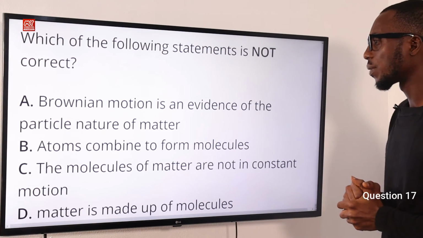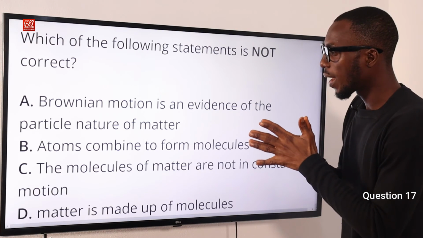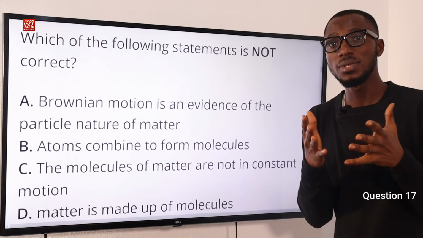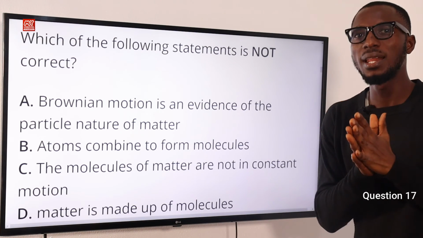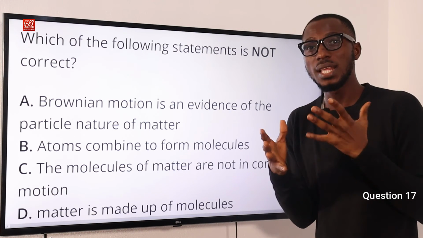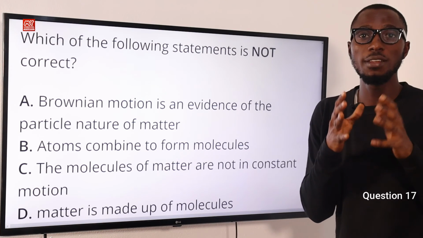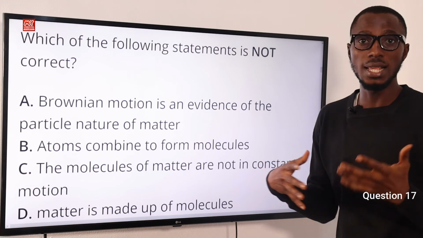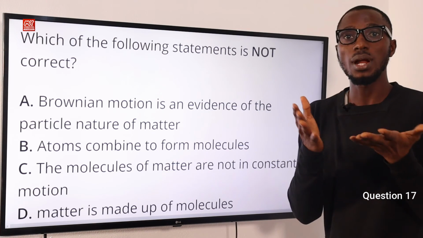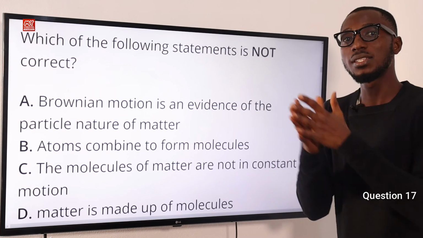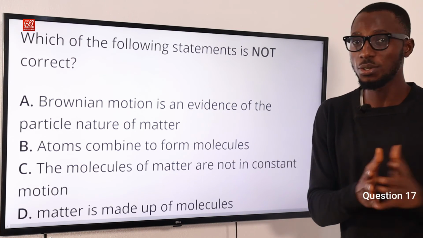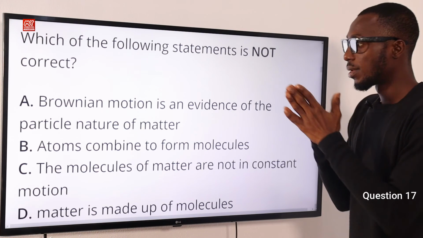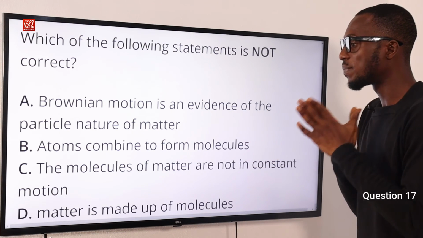Let's look at option B. We are talking about atoms combined to form molecules. Of course, there are some atoms that can't exist alone, so they have to combine, and there are certain substances that are formed from a combination of atoms of different elements. For instance, when you talk about water, one molecule of water contains hydrogen and oxygen. So atoms combine to form molecules. Statement B is correct.